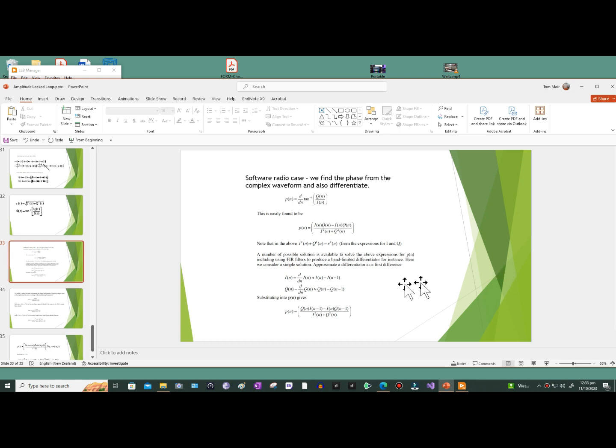But anyway, we end up with this formula here. This isn't my formula; I don't know where I got it from a long time ago. Q of n times I of n minus 1, minus I of n times Q of n minus 1. So the current sampled value of Q times the previous value of I, minus the current value of I times the previous value of Q, divided by I squared plus Q squared. And that's the demodulation of FM.